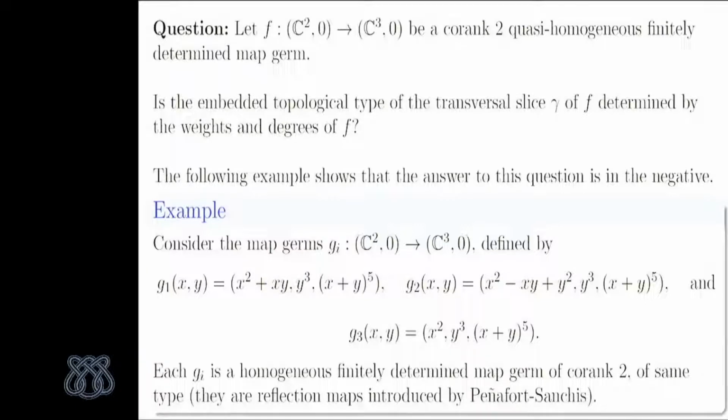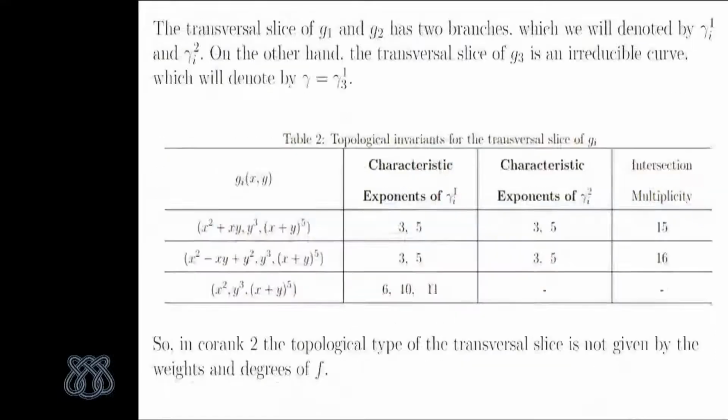So here, I present 3 map germs denoted by G1, G2, and G3. Note that G1, G2, and G3 are homogeneous, and the degrees of the first coordinates are 2, 2, 2, the second 3, 3, 3, and the third 5, 5, 5. So each map germ is a homogeneous finitely determinate map germ of corank 2. A remark here: these are reflection maps introduced by Peñafort Sanchis. It's a very interesting paper. And we have this table.